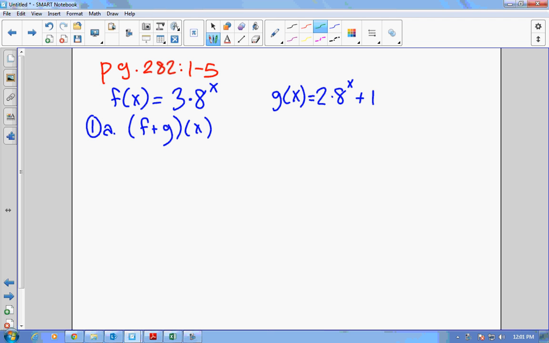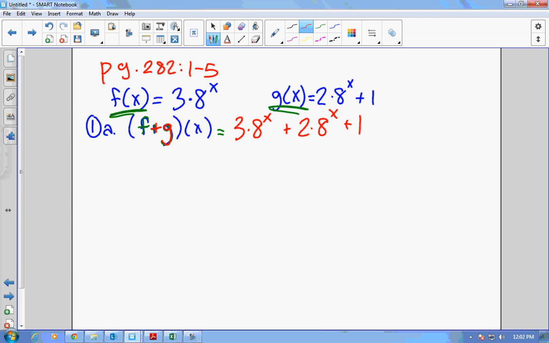So when it asks us to add f plus g, and it gives us f and it gives us g, it's pretty straightforward. We're going to take the f, we're going to write it down. 3 times 8 to the x, you guys all write it down too. 3 times 8 to the x. And we're going to add what? What do you think we add? G, which is the 2 times 8 to the x plus 1.